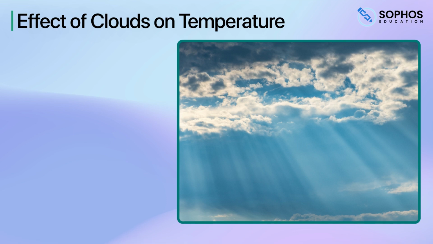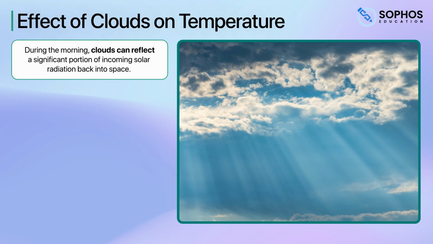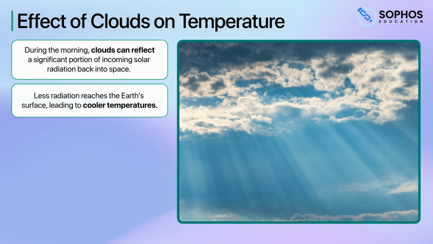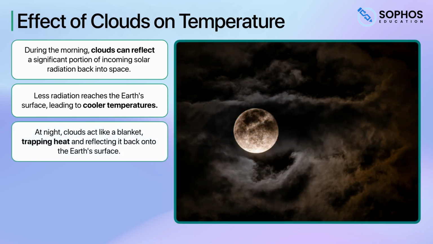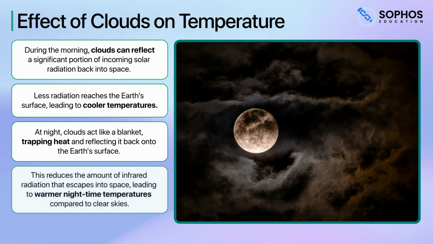Finally, let's consider how clouds influence temperature. Firstly, during the morning, clouds can reflect a significant portion of incoming solar radiation back into space. Less radiation reaches the Earth's surface, leading to cooler temperatures. In contrast, at night, clouds act like a blanket, trapping heat and reflecting it back onto the Earth's surface. This reduces the amount of infrared radiation that escapes into space, leading to warmer nighttime temperatures compared to clear skies.